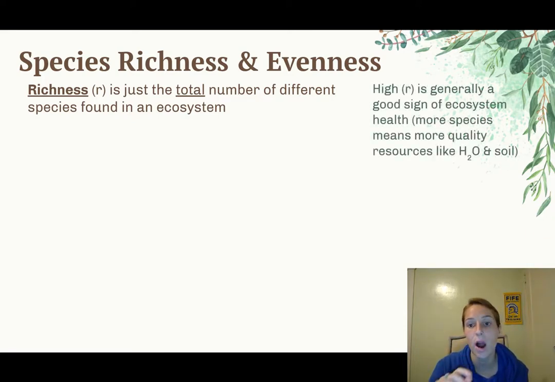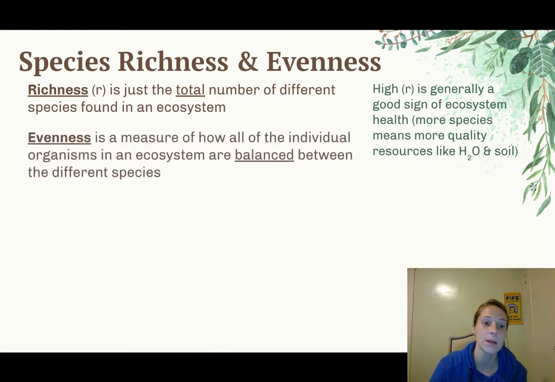And generally, a high R value is going to be a good sign of your ecosystem health, because the more species you have is going to be the more quality resources that you have. Things like water or soil nutrients or the different types of foods that are available. It's going to mean that you can have a wide variety of species in that ecosystem.